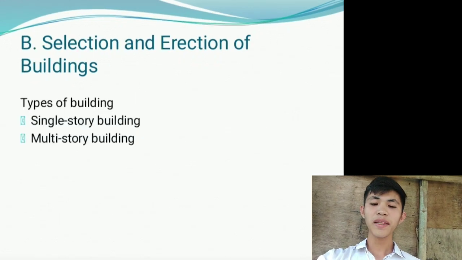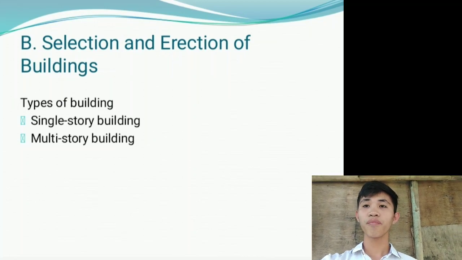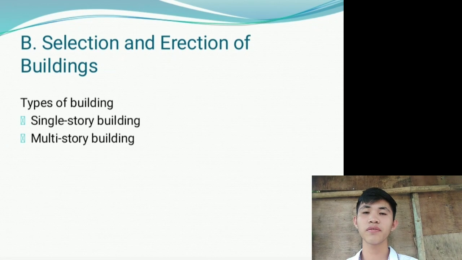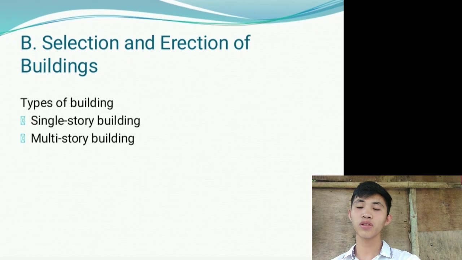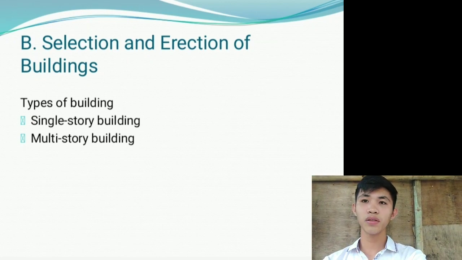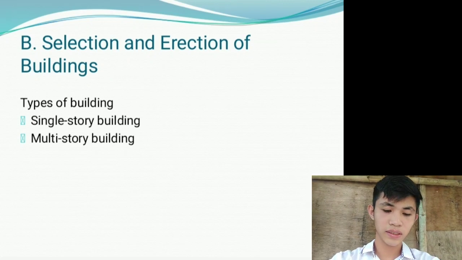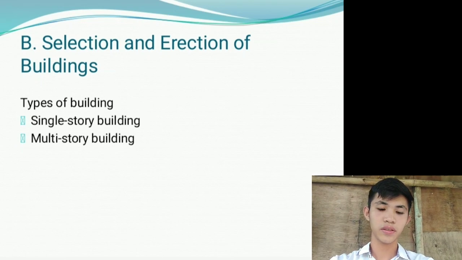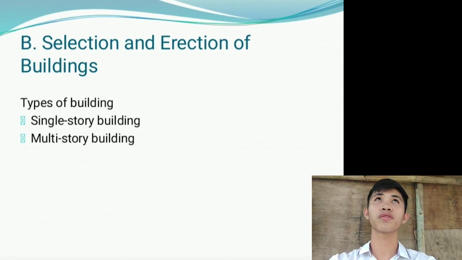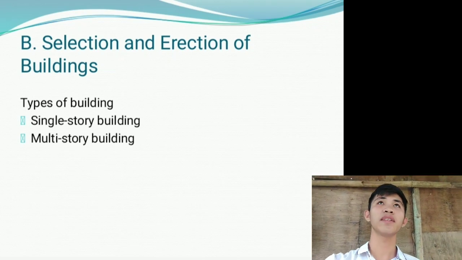So next is selection and erection of buildings. There are two types of buildings: of course, the single story building and the multi-story building. When we say single story building, these are the buildings, for example, with only the ground floor and no second floor, and the multi-story building is of course the second floor, third floor, like condos. They have advantages and disadvantages.